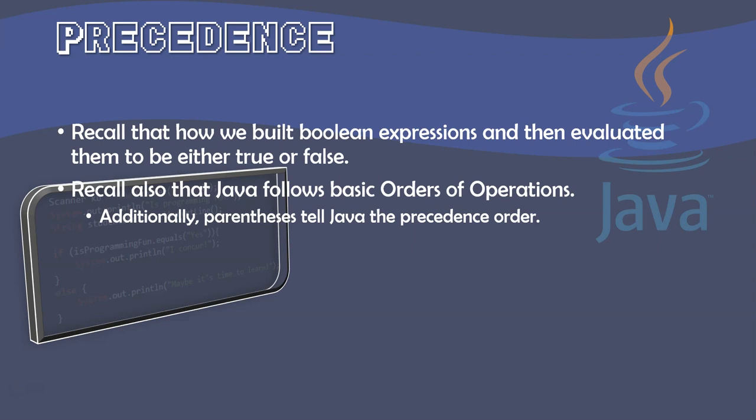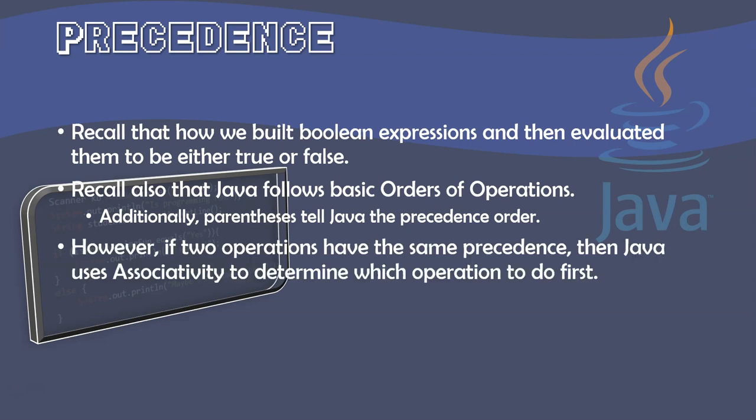Just as a recall, Java follows the basic order of operations. We have, for example, multiplication and division as higher precedence than addition and subtraction. Additionally, we can use parentheses to tell Java that precedence order. So if we want to specify, hey, do this thing first, we use parentheses to make sure we tell Java that is going to take first.